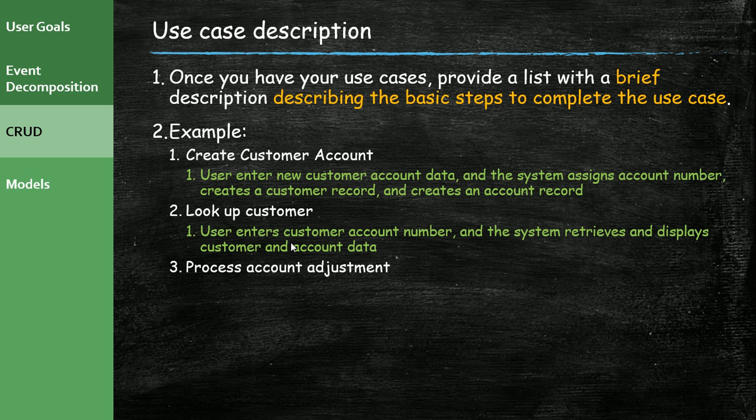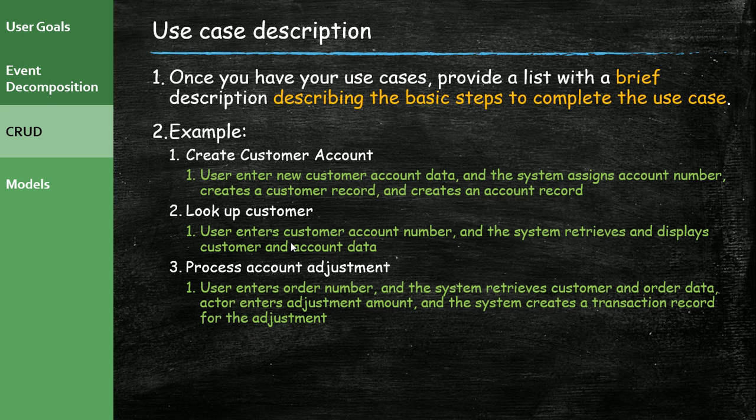Maybe another one is process account adjustment, which would be the user entering an order number, then the system retrieving the customer and order data, and then the actor enters an adjustment amount and the system creates a transaction record for the adjustment. So I'm basically describing all of my use cases. The use case label itself is very simple, but there's a lot of things underneath that, under the hood, that we have to describe.